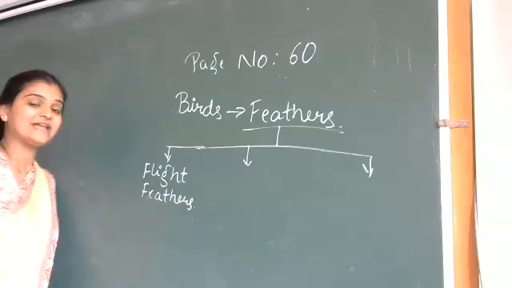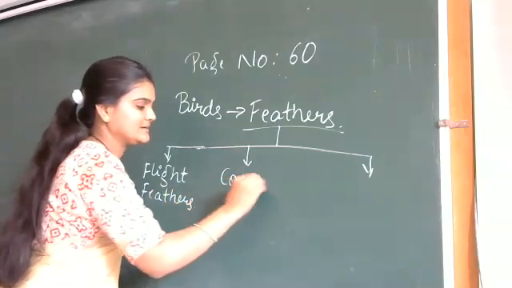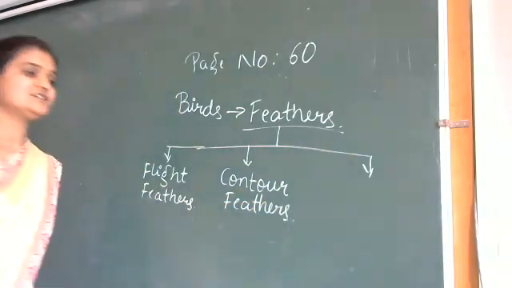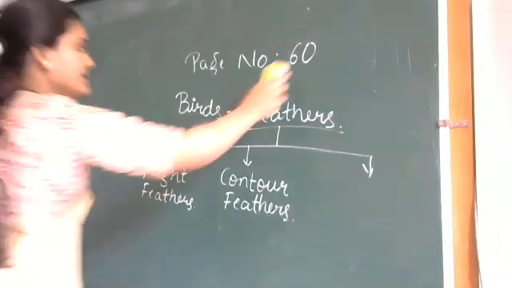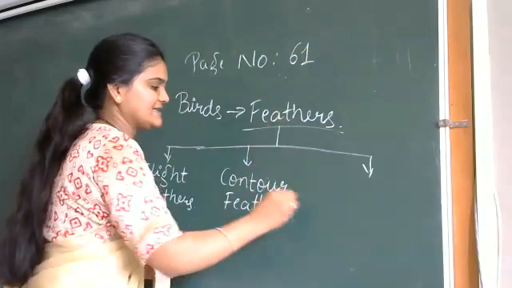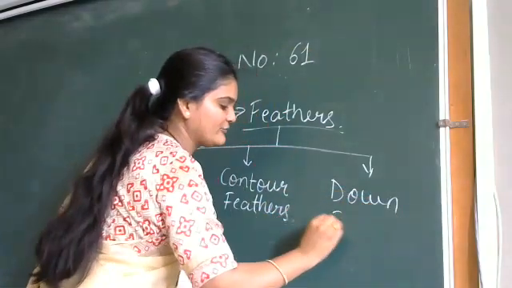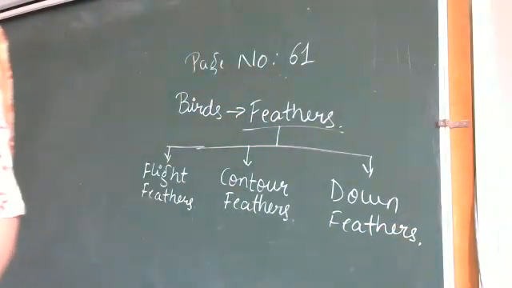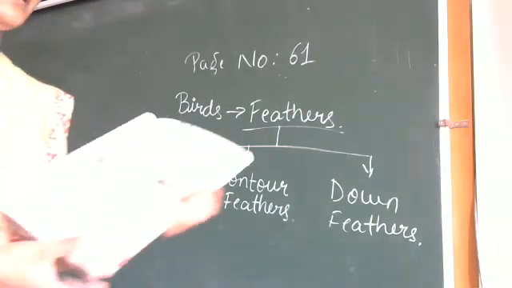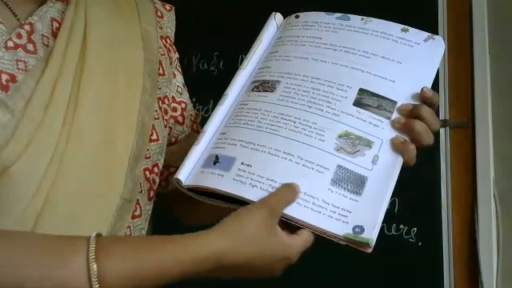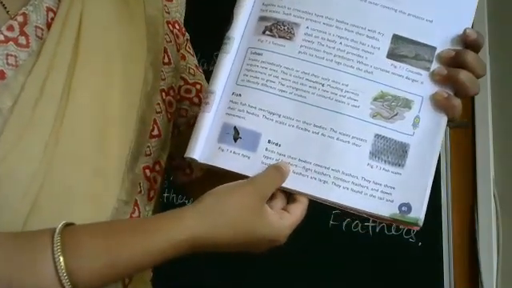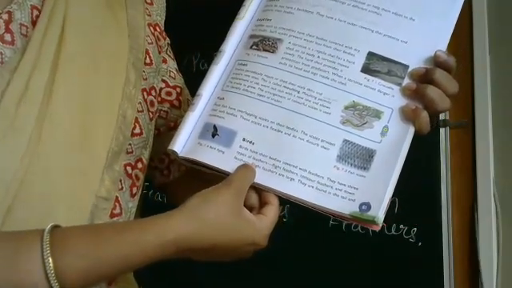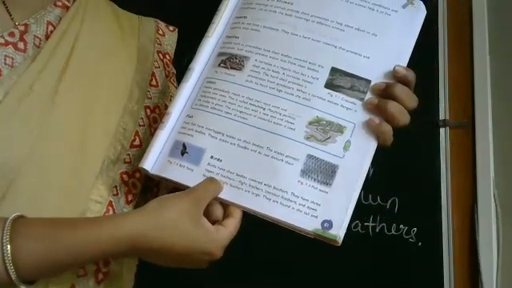Flight feathers, and the second one is contour feathers. And the third is down feathers. So children, please underline page number 61. Page number 61. Here you have three types of feathers. Did you get it? Flight feathers, contour feathers and down feathers. There are three types of feathers in birds.